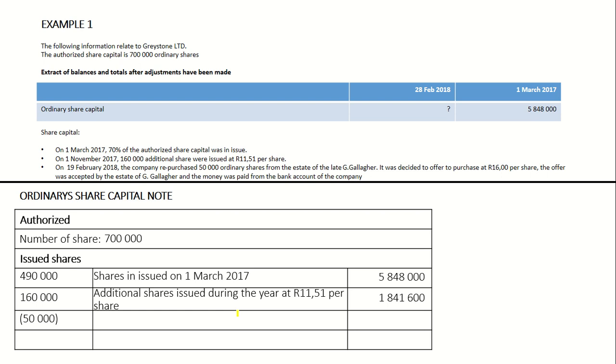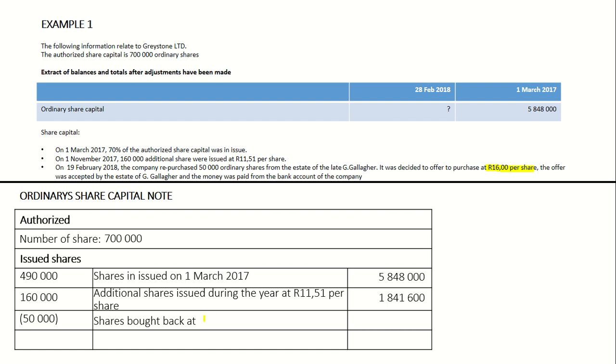However, something happened later on the 19th of Feb. We bought back shares. Buying back shares means those shares will no longer be issued. They will now be part of your authorized shares. They will be moved from being issued shares. Now these shares were bought back at the purchase price. They were bought back at that amount.